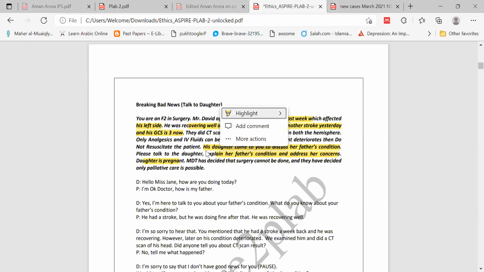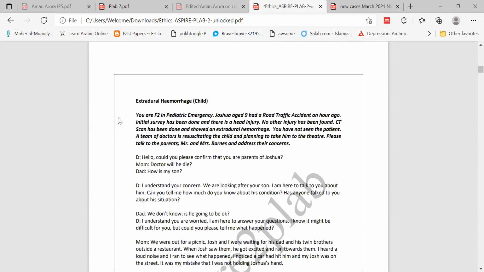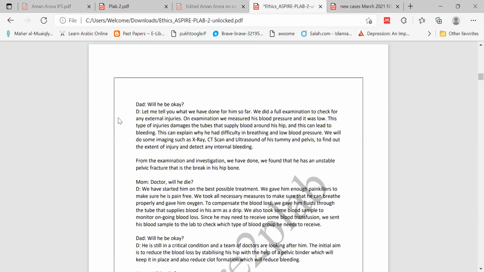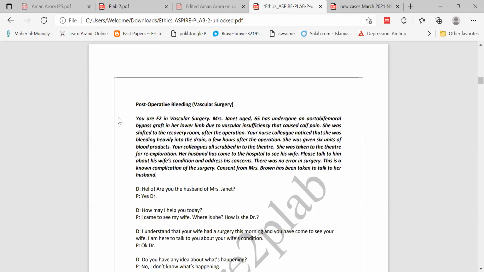Let's go to another case. Joshua isn't coming in the exam, so we shouldn't really be worried about what's not coming in the exam.